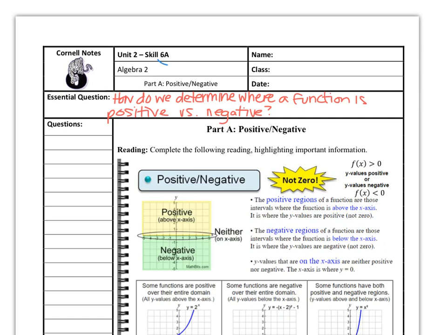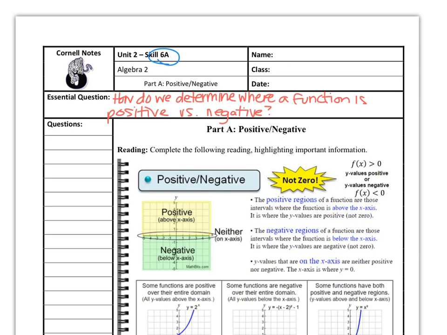So there are two parts to this skill. 6A talks about a function being positive or negative, and 6B talks about a function increasing or decreasing. Both of them are due today. Okay, so 6A and 6B are due the next time you walk into class.